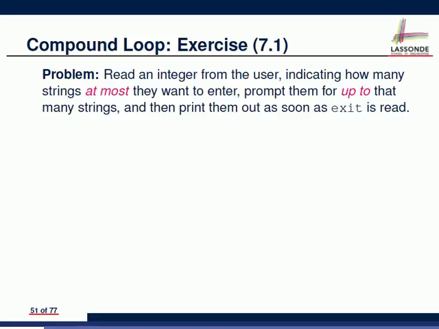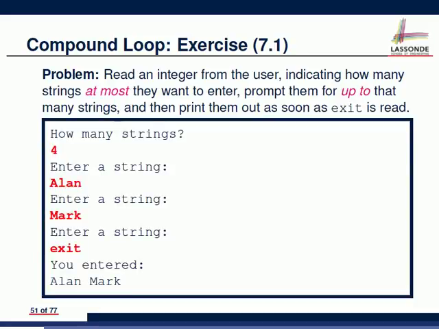As soon as the user wants to exit from the program, they will say exit. So what do I mean by this? This is the expected run. Let's say how many strings, if I say 4, and then I enter Alan, I enter Mark, and then I don't want to enter any more. I have a special indicator to say I want to exit, and then I say exit. Then it says, you have entered Alan and Mark.